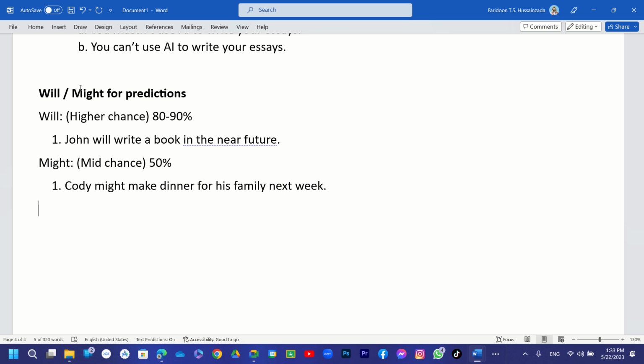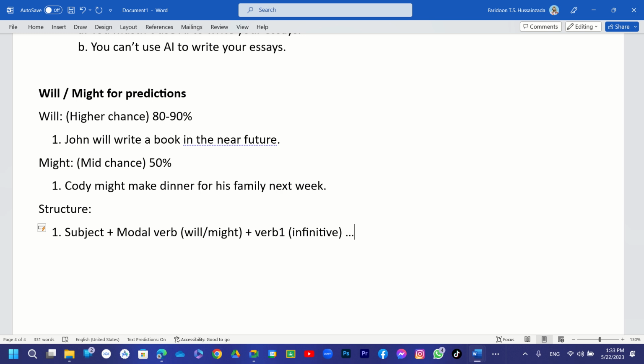And one thing, guys, is the structure. I'm just gonna write it here. I think you already know it still, but the structure for both of them, because both of them are modal verbs, so it's going to be the subject plus the modal verb, and we're going to put will or might, choose whichever you want, plus verb 1. You can also call it infinitive, and then you can continue with complement, object, whatever you want.